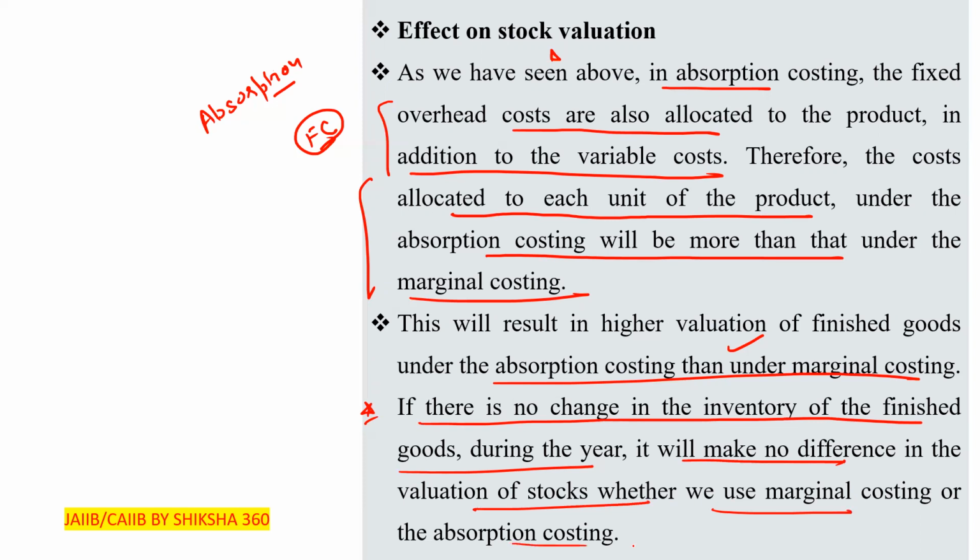Clear? That is, if there is no change in the inventory of the finished goods during the year, it will make no difference in the valuation of the stock whether we use the marginal costing or the absorption costing. Basically, if there is a change, absorption costing will be a little bit higher, because in that we will include the fixed cost.